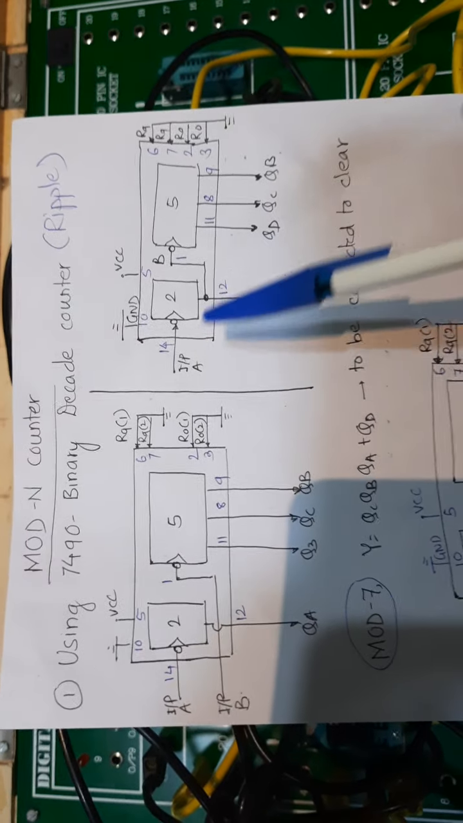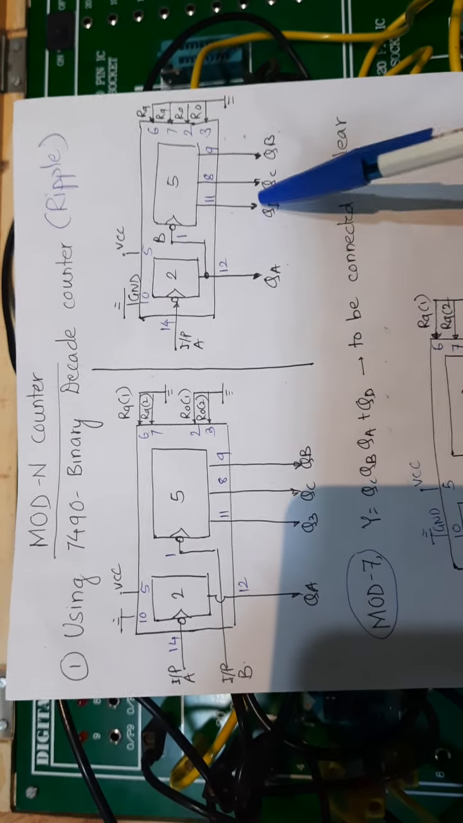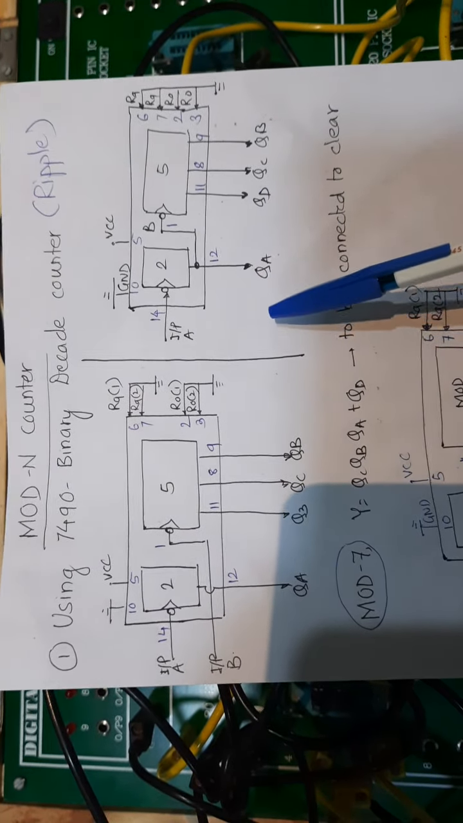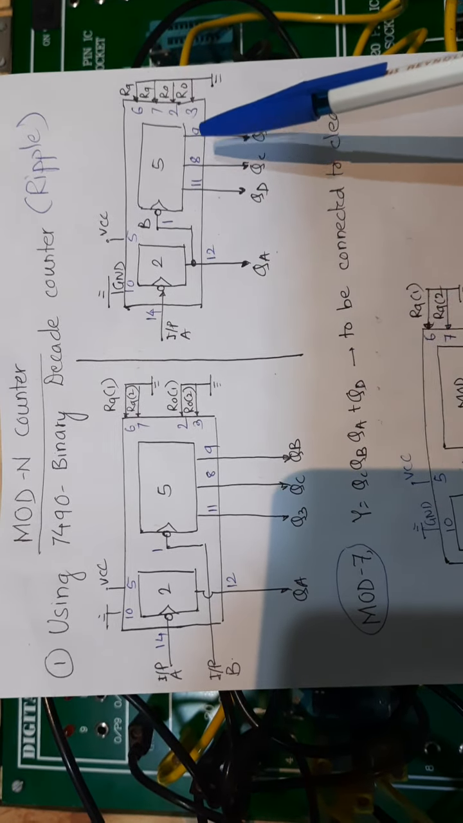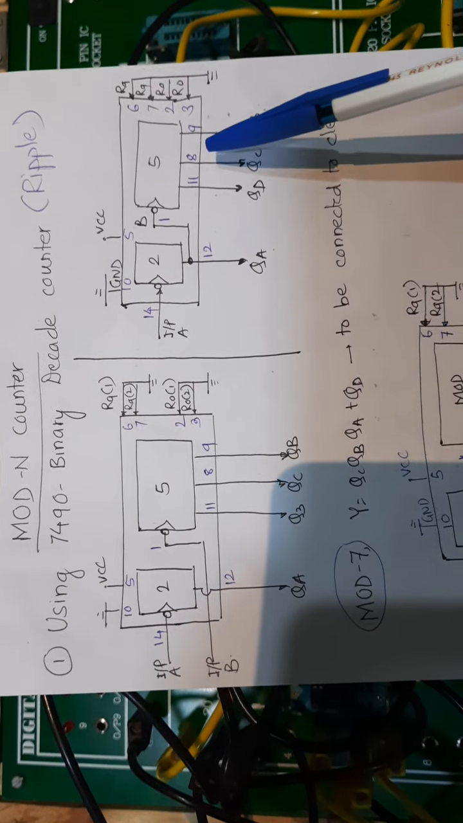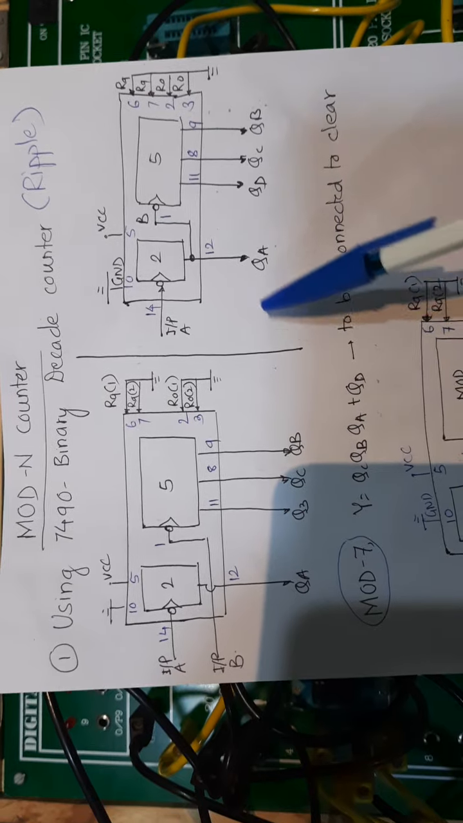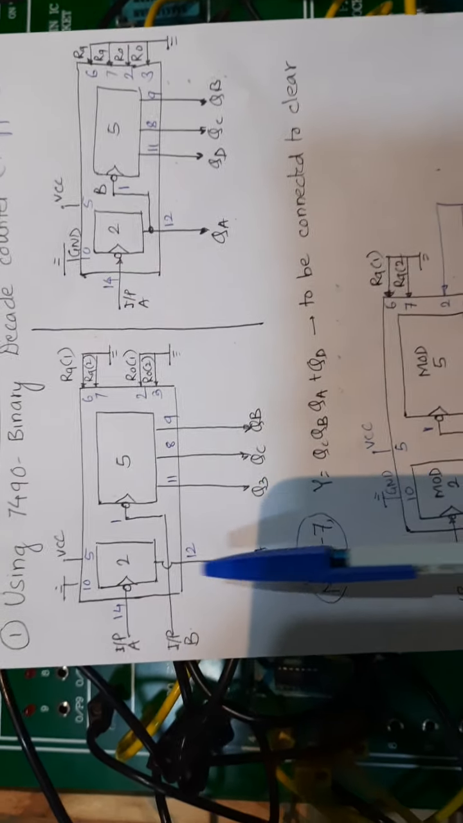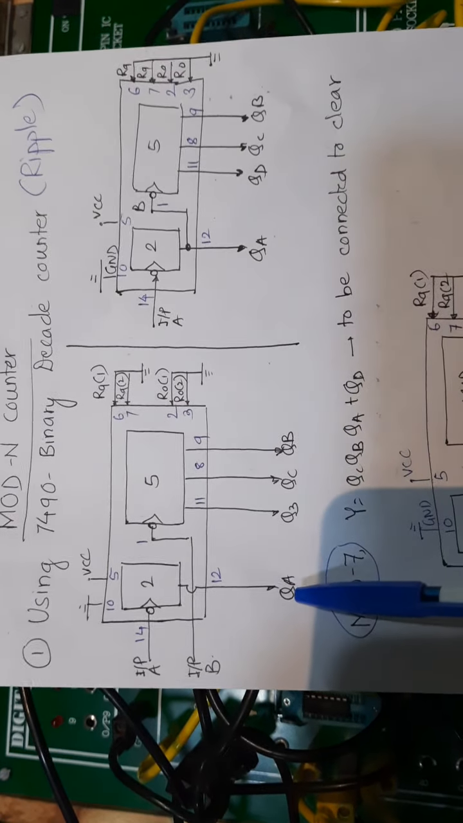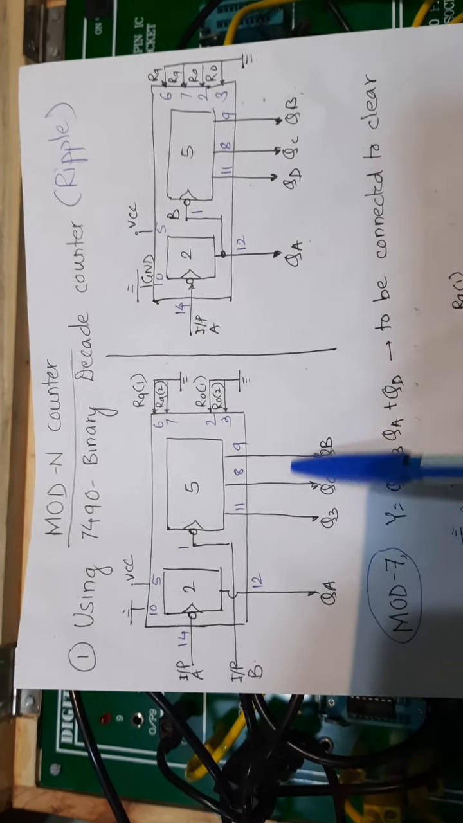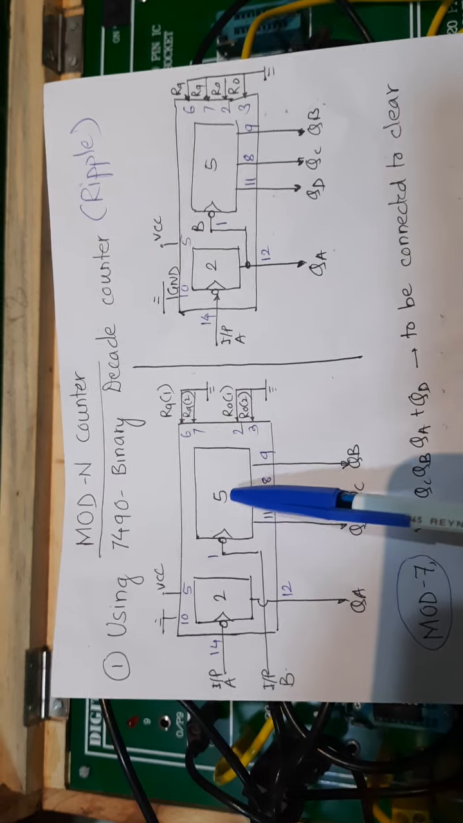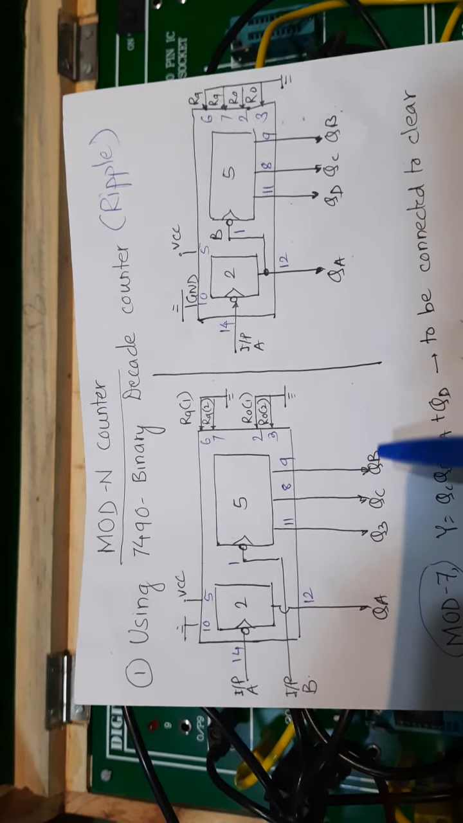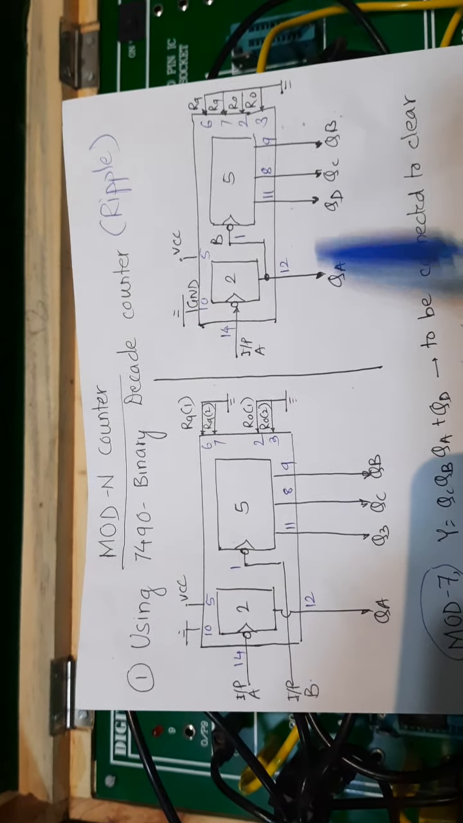And here, as it is a decade counter, the count starts from 0 till 9. Once it reaches 9, it will come back to 0. So it will move from 0 to 9. Here QA separately shows, as it is a mod 2 counter, 0 1 0 1 status. QB, QC, QD combined show the mod 5 status, that is from 0 to 4. So we have to check separately.